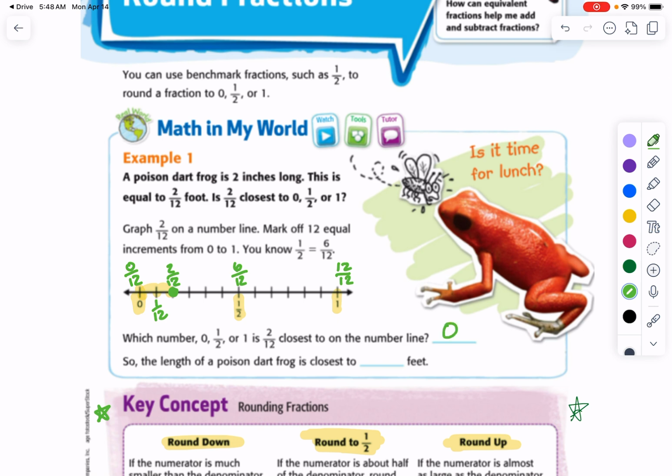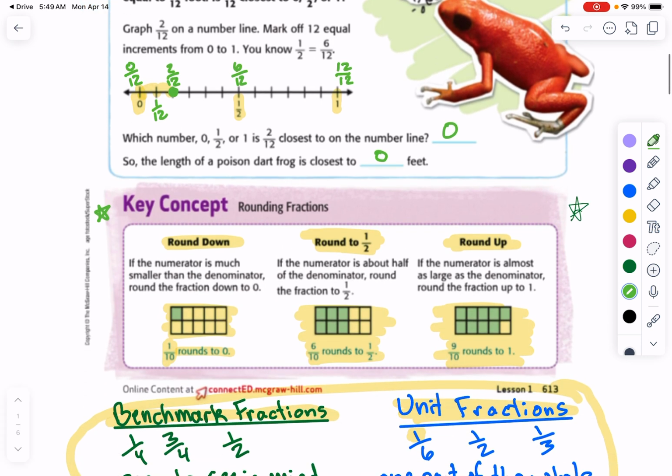So it's closer to 0, which means it's the same as 0 feet. I mean, does that mean that the frog is non-existent? No, it really exists. It's just that, well, why do we measure it in inches instead of feet? Because it's almost no feet, so we choose 2 inches.